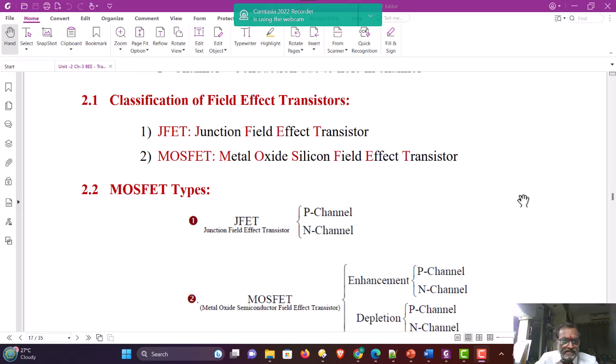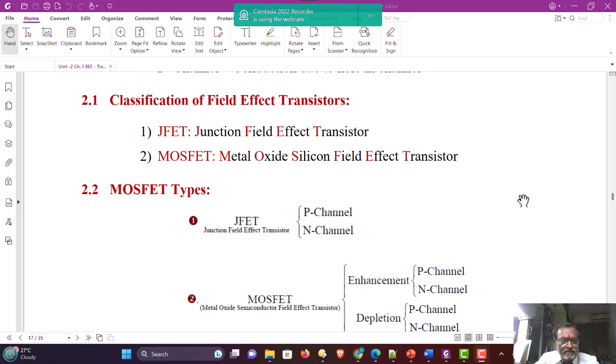Classification of field effect transistors. Field effect transistors are broadly classified in two groups: junction field effect transistor, JFET, and MOSFET, metal oxide silicon field effect transistor. MOSFET is very popular in most of the electronic circuits or electronic devices and ICs nowadays.